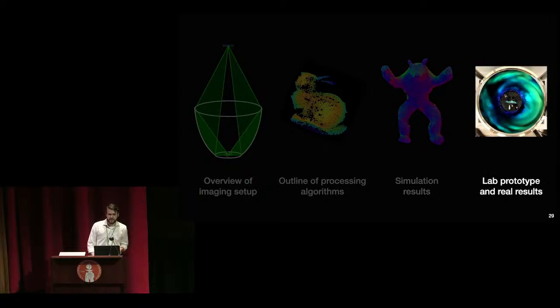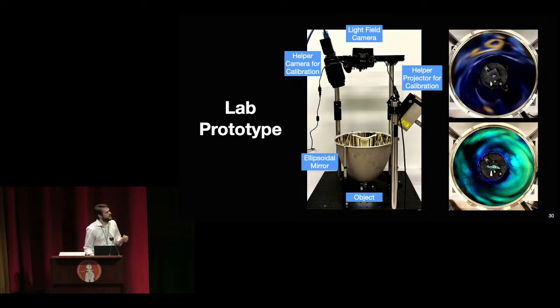And finally, I'll show our lab prototype that we built to capture these images and some real results. So we follow the same optical design that we showed before. We have a section of an ellipsoidal mirror with a light field camera at the upper focal point and our object at the lower. We add a helper camera and projector to aid in our calibration of our mirror. On the right are just a few views looking down at the mirror itself.